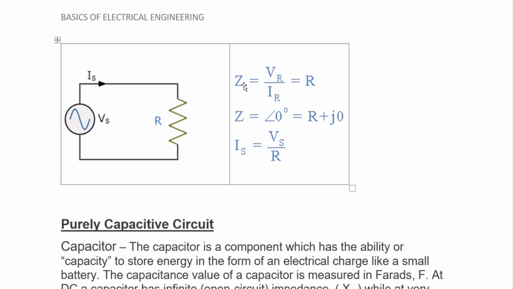So the value of Z, which is impedance, is equal to VR, that is voltage across the resistor, divided by current through the resistor, and that is nothing but the value of the resistor. So the total impedance in the circuit is equal to the value of the resistance. Z can also be represented as R angle 0 degrees, equal to resistance plus j times the reactive component, and the reactive component is 0 in this case. There is no reactive component. And that 0 degree means the phase angle between current and voltage here is 0 degrees. That means there is no phase difference between the voltage and the current in this type of purely resistive circuit.